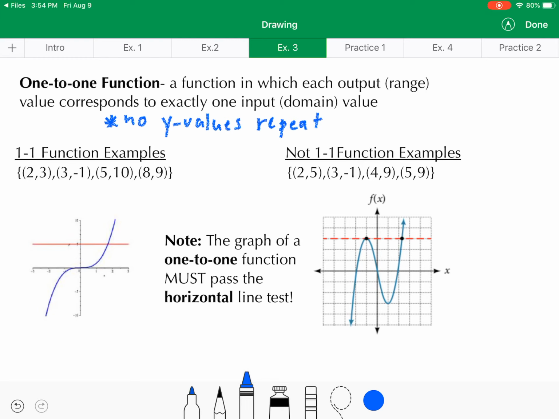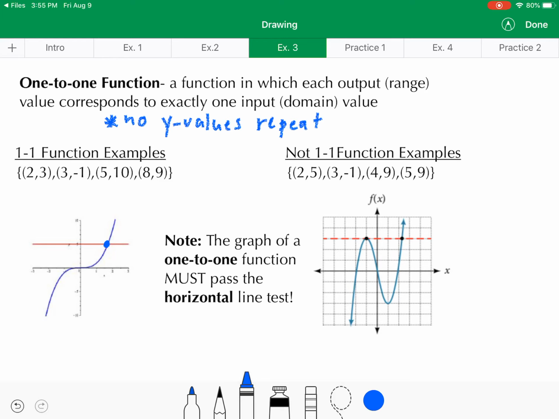Notice in the set of ordered pairs, none of the x values repeat, but neither do the y values. Graphically, in order to check whether something is one-to-one, you want to use the horizontal line test. The graph on the left passes the vertical line test. That makes it a function, but it also passes the horizontal line test, making it a one-to-one function. Notice you're only intersecting the curve at one spot, therefore there are no repeat y values.